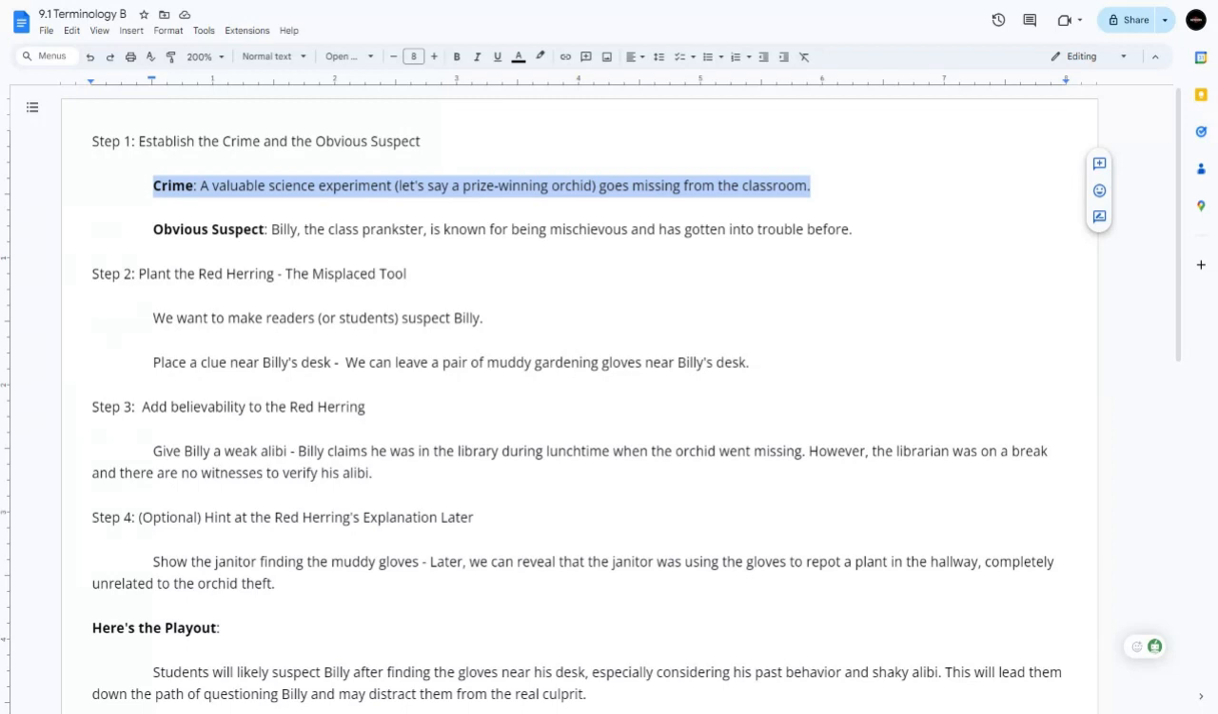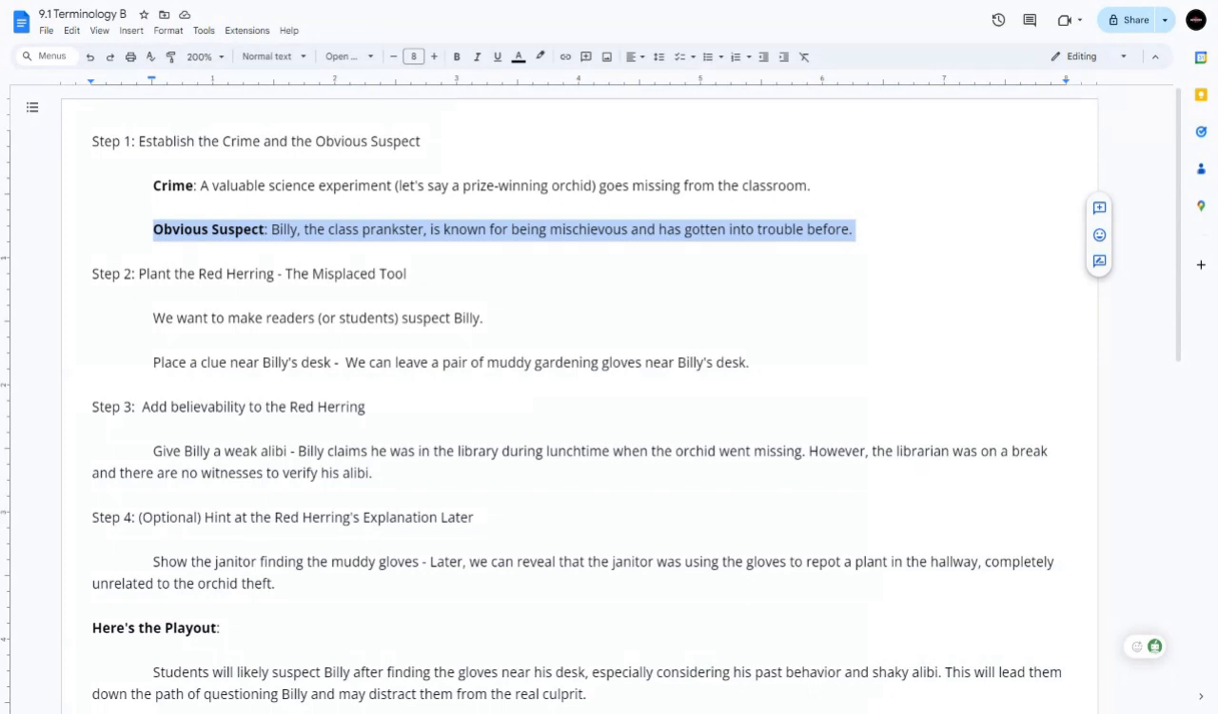Now we need to create the obvious suspect. It's going to be Billy. Damn, Billy. He's the class prankster, is known for being mischievous, and has gotten into trouble before. We're going to say Billy has a history of being the punk.